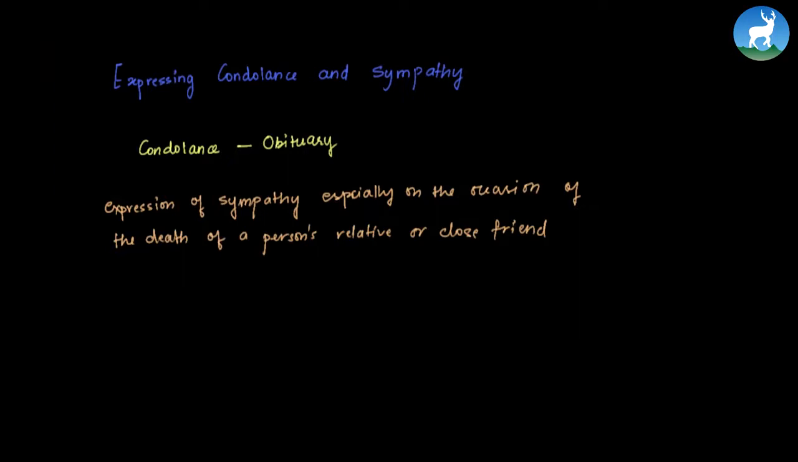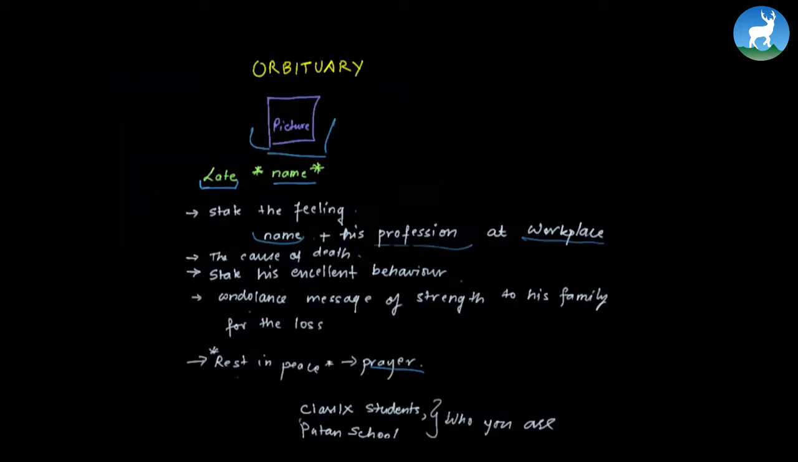A condolence is an expression of sympathy, especially on the occasion of the death of a person's relative or a close friend. कोही मर्यो भने हामीले कसैलाई दिने सिम्पथी, हामीले दिने सहानुभूतिलाई condolence भनिन्छ. So what's an obituary? Obituary is a newspaper.